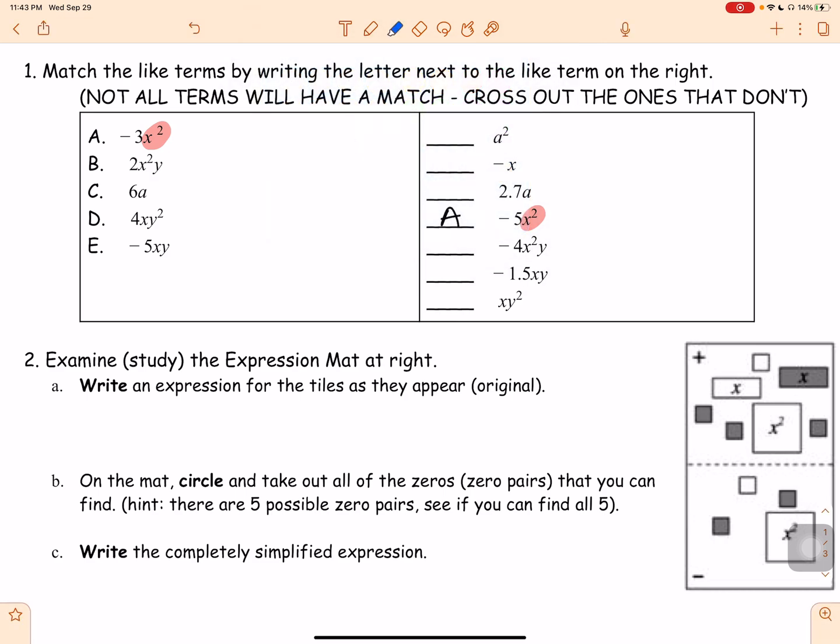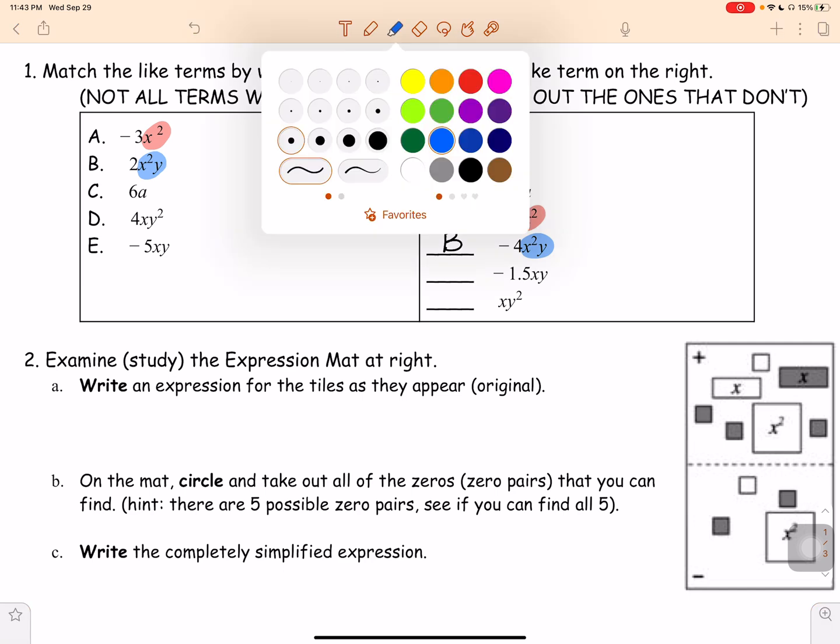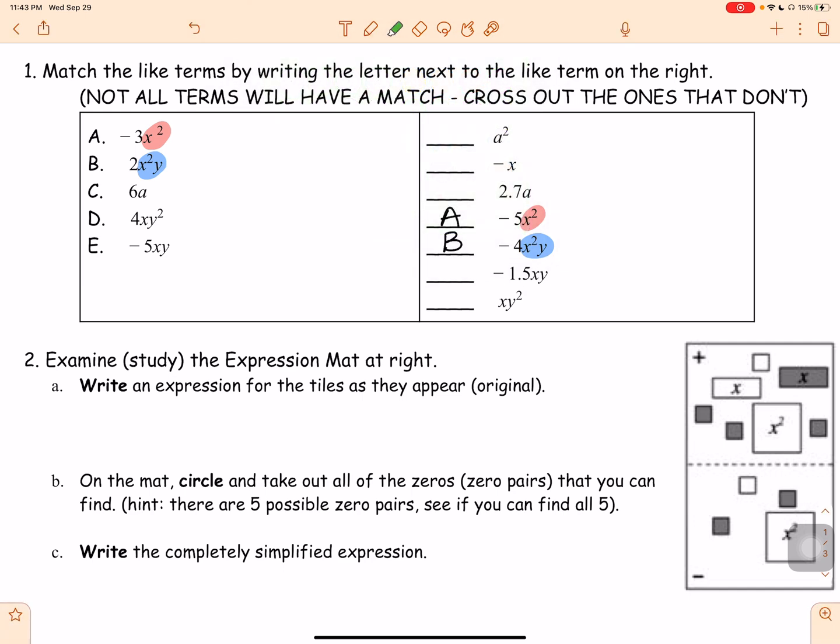And then the next one, we have x squared and y. Okay, so the x is the one that has to be squared. So it's not this one here because there the y is squared. It would be the negative 4x squared y. So those two would be like terms here. Okay, and then we have here the variable a. So if we look on the right hand side, I see 2.78. So those two will be like terms.